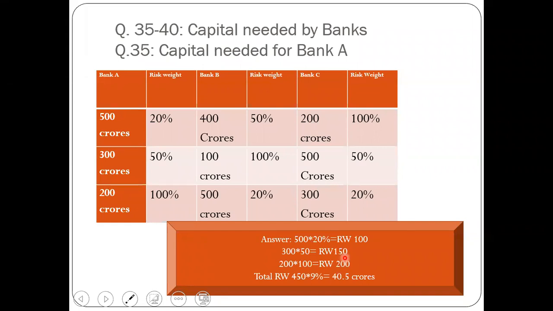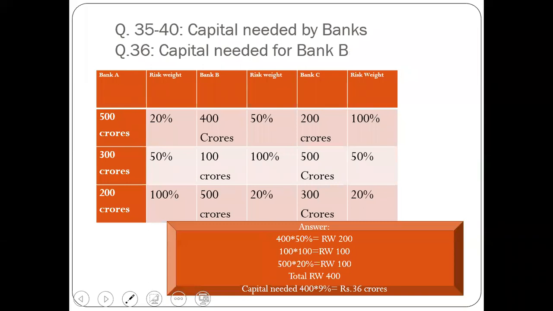So you have to calculate like this. For example, bank A needs 40.5 crores capital. Bank B needs 36 crores capital. Sir, what is that 9%? 9 is the standard number for capital adequacy. CRAR is normally 11.5 including CCB, but for calculation purposes, capital needed. Minimum 5-10 questions will be on what is the capital needed for this exposure, the capital charge. For calculating capital charge in arithmetic, you have to use 9%.